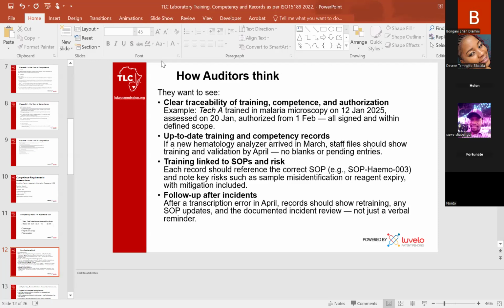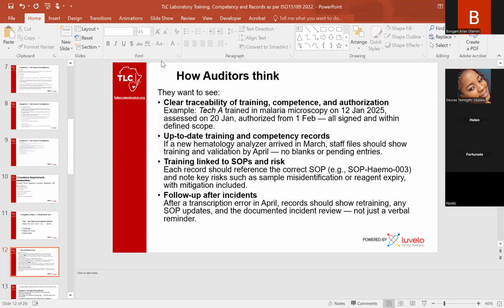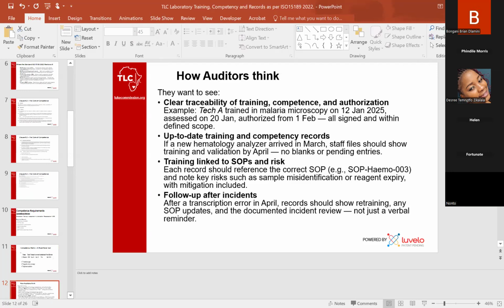Okay, then also what are auditors looking for? Follow-up after incidents. After a transcription error in April, for example, records should show retraining, any SOP updates, and the documented incident review, not just a verbal reminder. They want it documented. Remember the famous saying, if it's not documented, it's not done. Okay, let's go to 13.